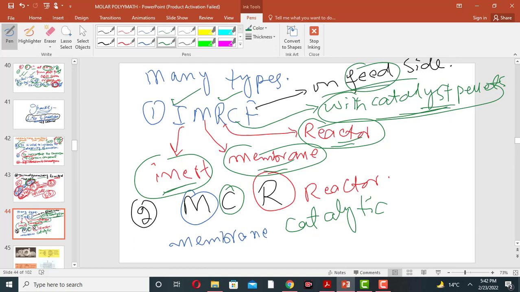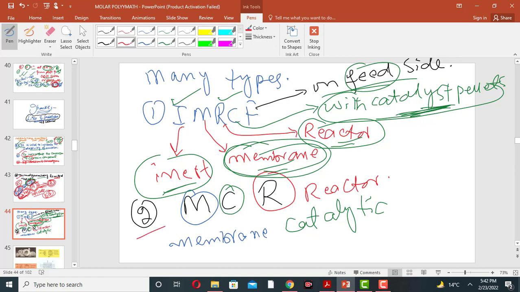The name suggests that the catalyst particles are on the fluid side, and the membrane is inert. The membrane doesn't react with the reactant or product molecules. The membrane is only used to allow certain components to pass through it and to prevent other components from passing through. Only a certain amount of molecules will pass through the membrane, and the membrane is inert. Remember, the membrane will not react with the reactant or product. It will only allow certain molecules to pass through it.